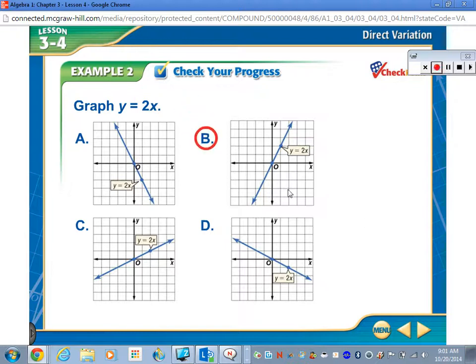And the answer is B because again, you start at the origin. Also, the other thing you should notice is that this is a positive number, which eliminates A and D because those are negative slopes. That goes back to what you learned about positive and negative slopes. This is a positive slope, so you need to go up 2 and to the right 1. This one, they went up 1 and to the right 2, so the slope was 1/2 instead of 2 over 1. That's why it's B.